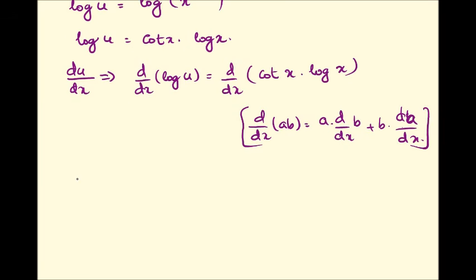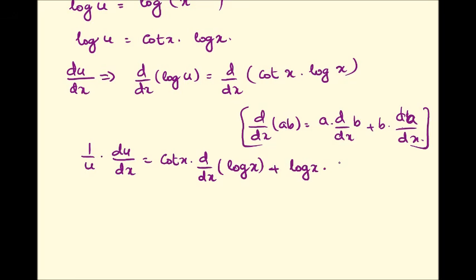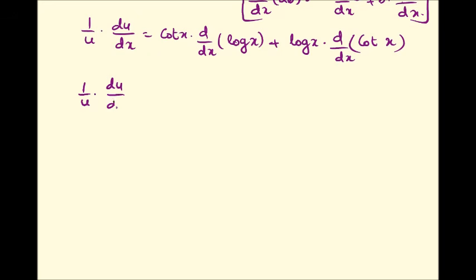So we know the differentiation of log u is 1 by u into du by dx, that is equal to cot x into d by dx of log x plus log x into d by dx of cot x. 1 by u into du by dx is equal to cot x into, what is the differentiation of log x, that is 1 by x, plus log x into differentiation of cot x is minus cosec square x.